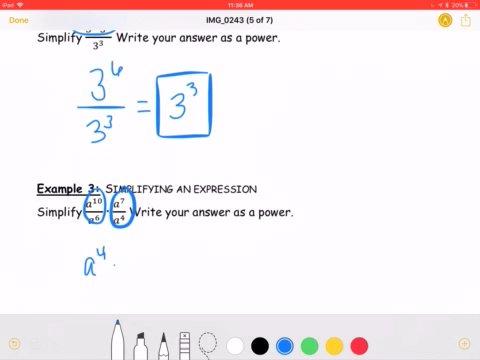Now these terms are still being multiplied, so keep your multiplication. Now let's do this next term. A to the 7th being divided by a to the 4th gives me a to the 3rd. We're not done. These still have the same base and they're being multiplied. So finish out your problem.